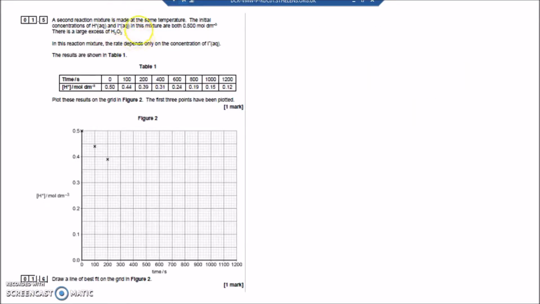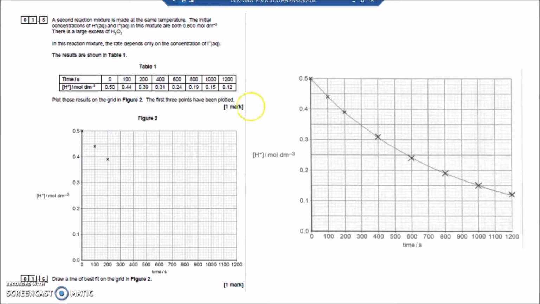Question 1.5, you've got a similar experiment and you've got some results now, time versus H+, and you've got to plot them on the graph. There are marks for plotting them on the graph and drawing a line of best fit, which is a curve.